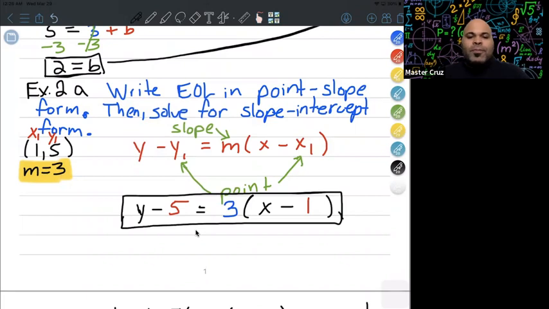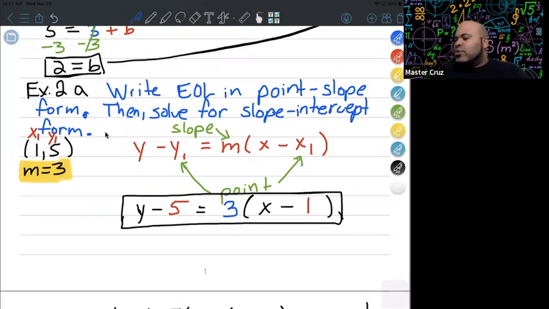Nothing else to do because that's a form. You could tell a point just by looking. Hopefully you could tell that the slope is 3 and that the x value here is positive 1. The y value is positive 5. Now, if I wanted to change this to slope-intercept form, because that's the second part, it says write the equation of a line in point slope form, which is this, and then solve this to slope-intercept form.